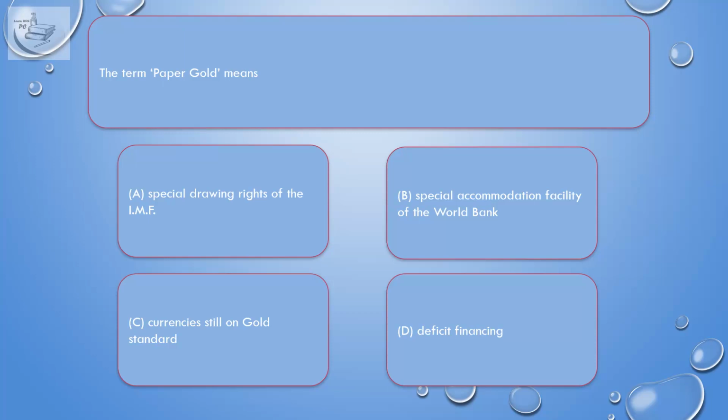Question: the term paper gold means A. Special drawing rights of the IMF, B. Special accommodation facility of the World Bank, C. Currencies still on gold standard, D. Deficit financing. Correct answer is A. Special drawing rights of the IMF.